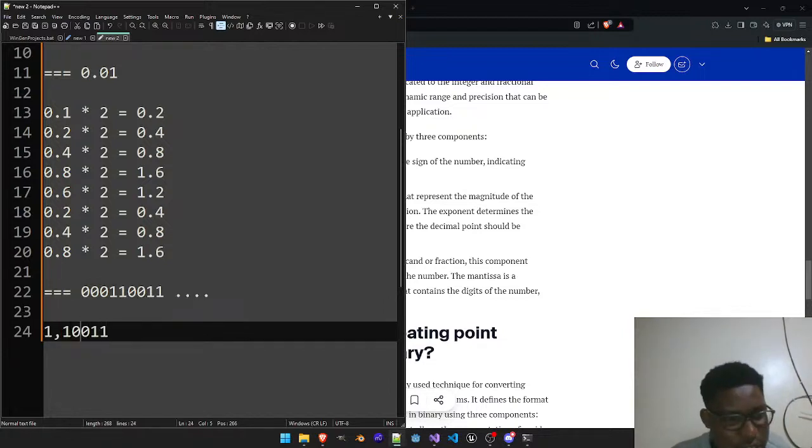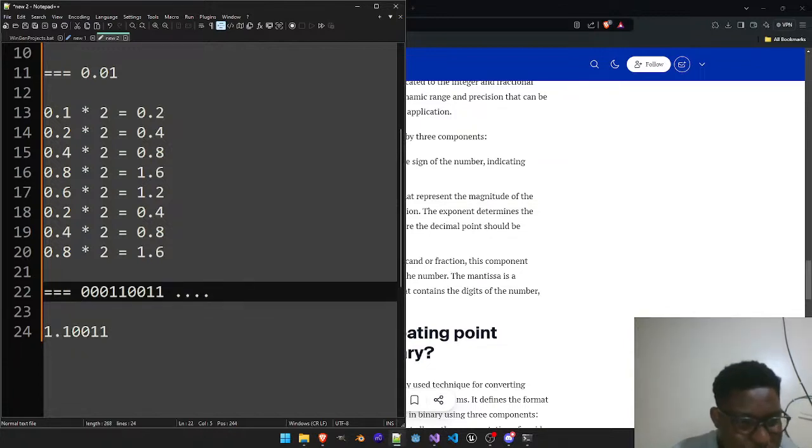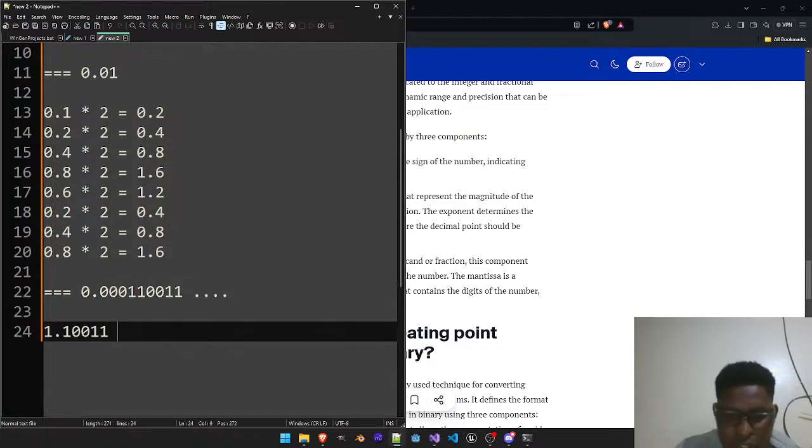1.10011. This is a point. So we've moved the decimal place from here. Let me just represent it correctly. So we've moved it one, two, three, 4 times. So this will be 4 times.